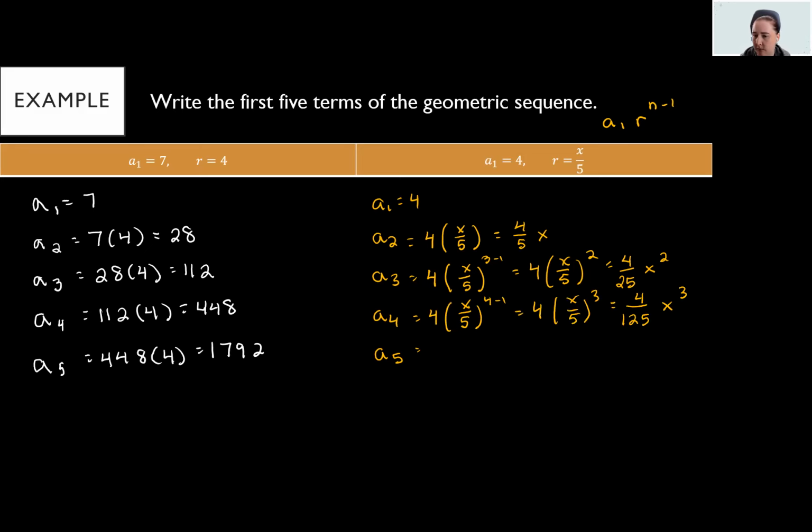And then the 5th term, same thing. But now we're going to use 5 minus 1. So it's going to be 4 times x over 5 to the 4th. I don't know what 5 to the 4th is, so that one I do have to do on my calculator. Don't have to do that very often. 625. So this will come out to 4 over 625 x to the 4th. Any questions so far?